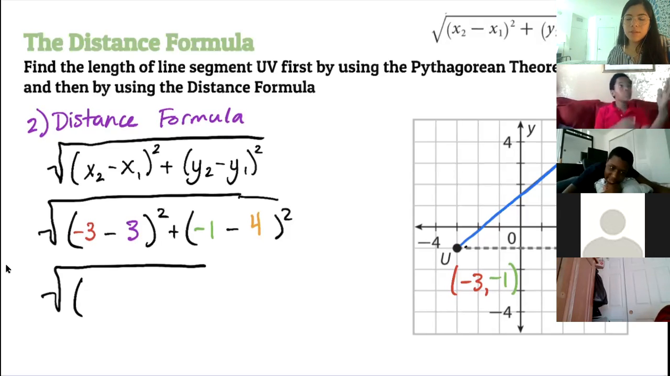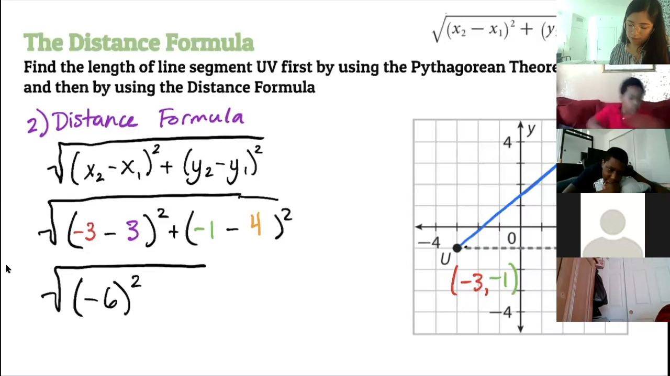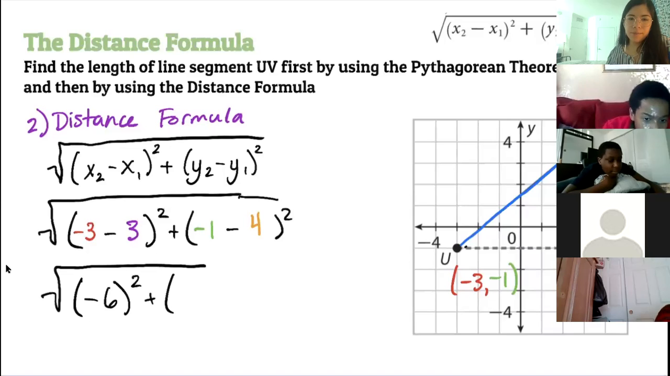-3 minus 3. That would be -6. Yeah, -6, good. And then -1 minus 4 is? -1 minus 4 is -5. Good.